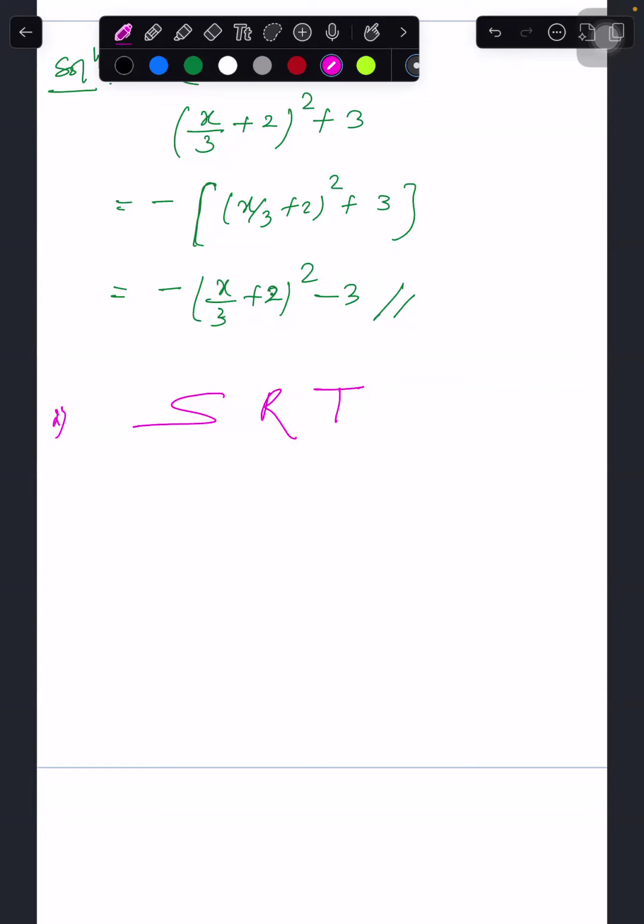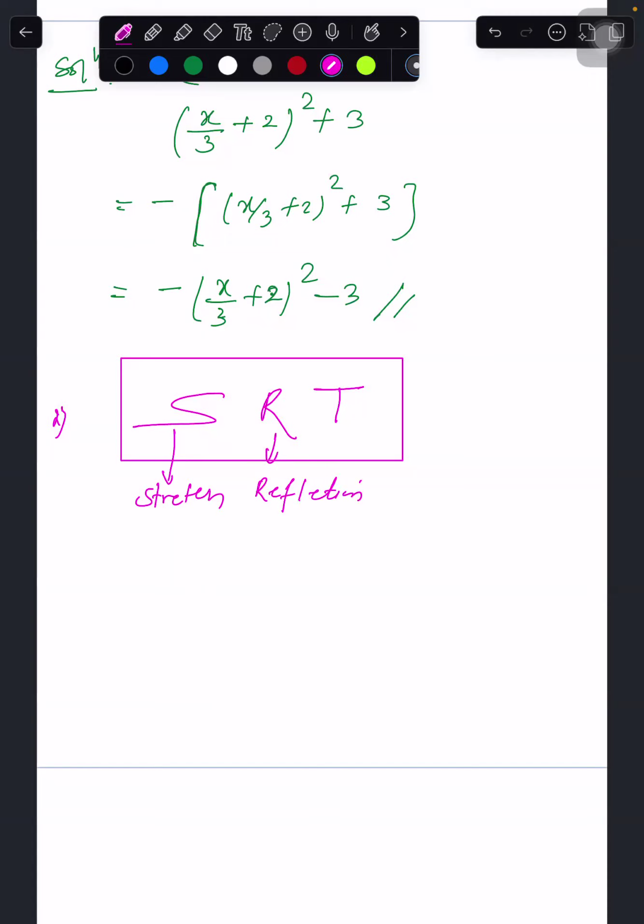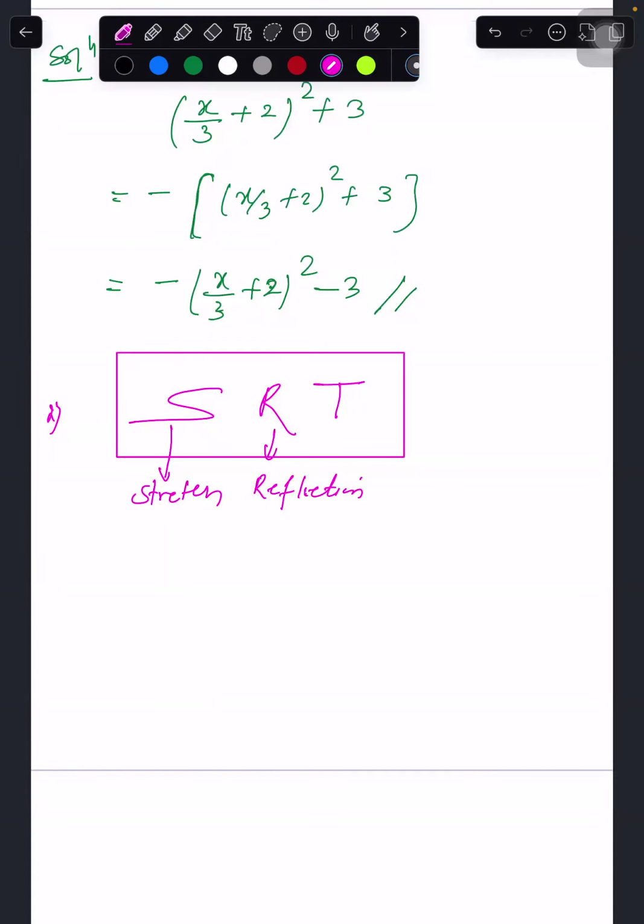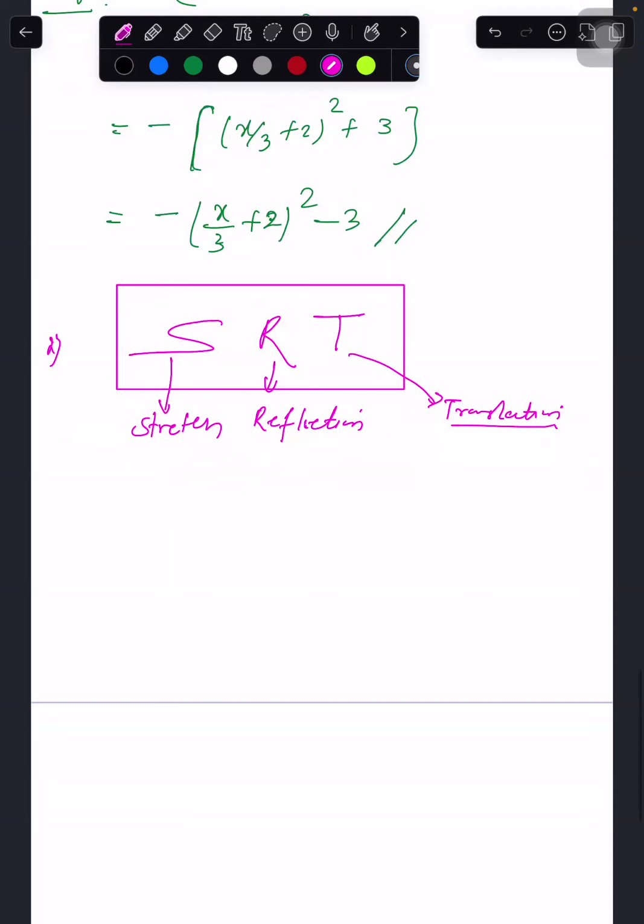Let's take an example to understand. So let's box it because this is the order we're going to follow all the time. We're going to write all the stretches. This means stretch. This means reflection. And at last we have translation. Let's take an example to understand.